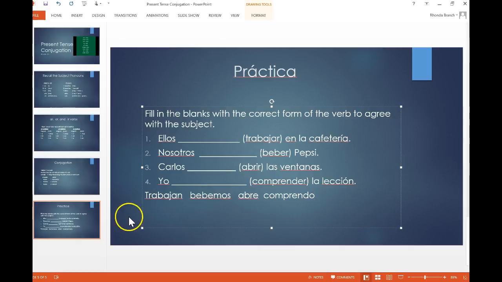So this is how you come up with your answers. It's almost like playing Eeny, Meeny, Miny, Mo. I hope that this has been helpful.